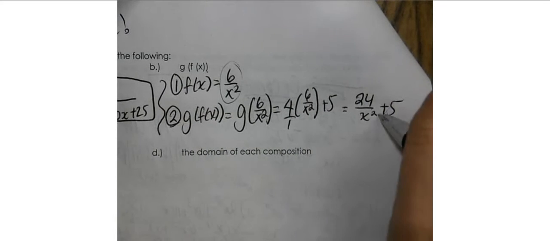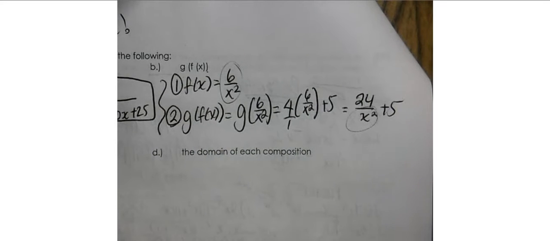Once again, notice that we have a variable in the denominator, which means that when we identify our domain, there will be a restriction on the domain.